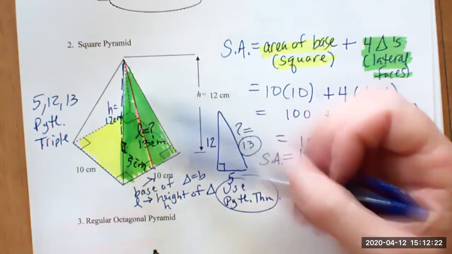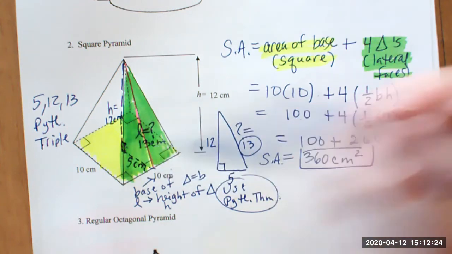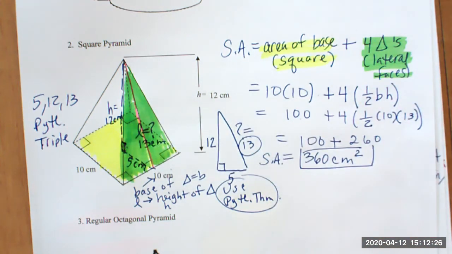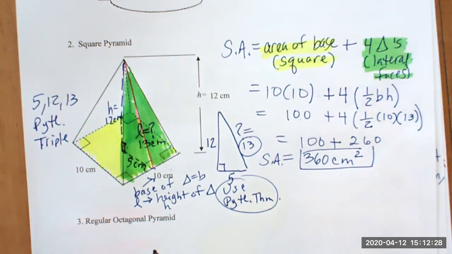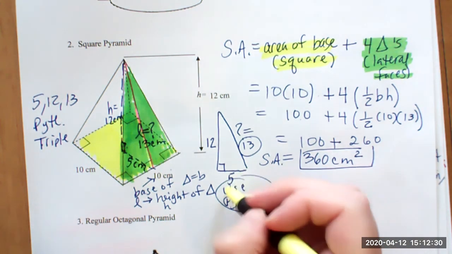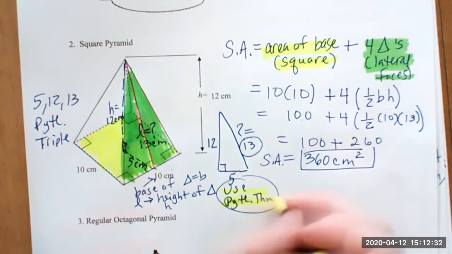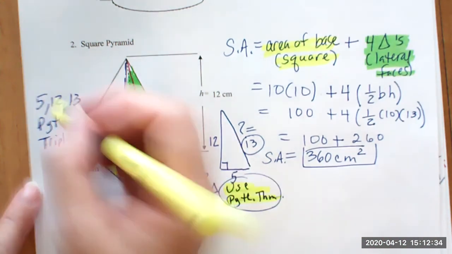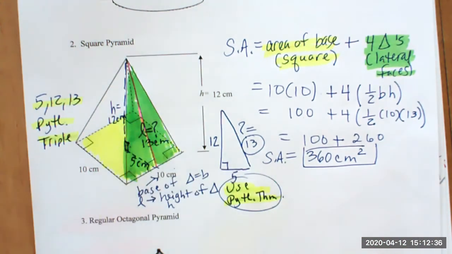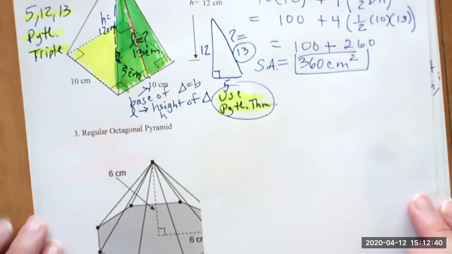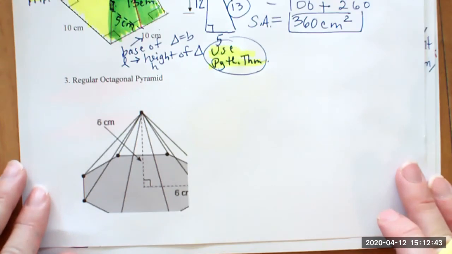Okay, so here was an example of where you had to do an extra step to be able to figure out that slant height by using the Pythagorean theorem. So it's very important. I didn't show you the Pythagorean theorem because you know how to do that. You've done it hundreds of times. Also, hopefully you might remember that Pythagorean triple 5, 12, 13. Okay, last example we're going to look at is a regular octagonal pyramid.